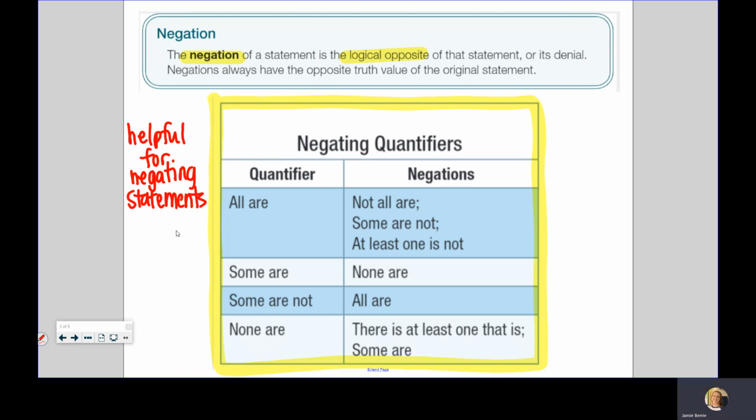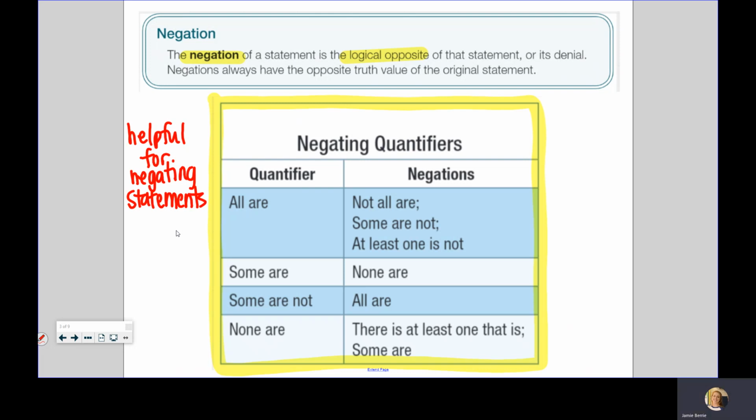The negation of some are not would be all are. And then the negation of none are, you could use either one of those. There's at least one that is, or some are. So like if you said something like, none of the cars are hers, the negation of that would be some of the cars are hers, or there's at least one car that is hers. All right, so nothing you need to have, necessarily memorized, but just a helpful table for negating statements.